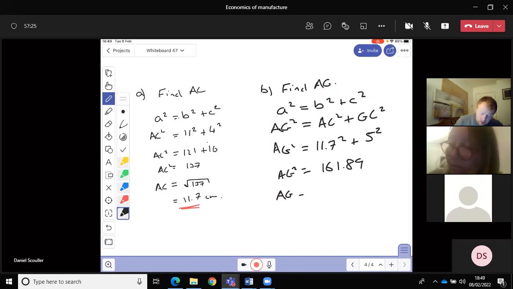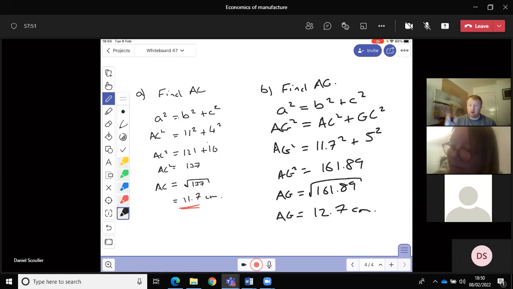AG will be 161.89, and that would be the root of that. That'd be in whatever units it may be in. Okay, so centimetres for argument's sake. Now that wasn't exactly 12.7.